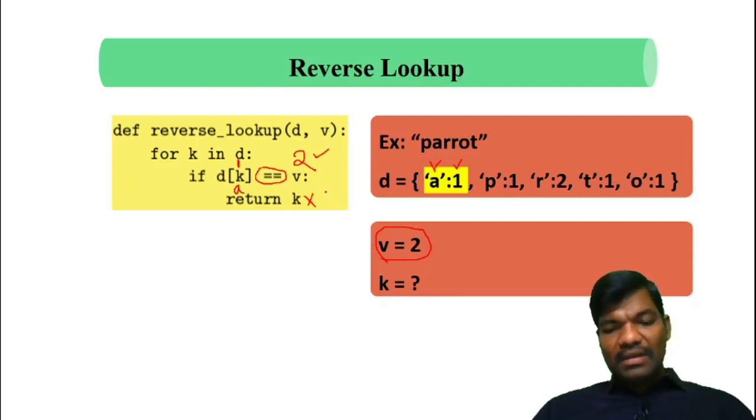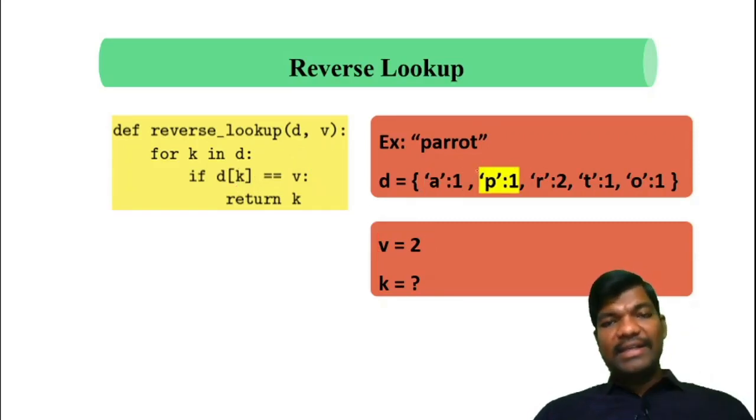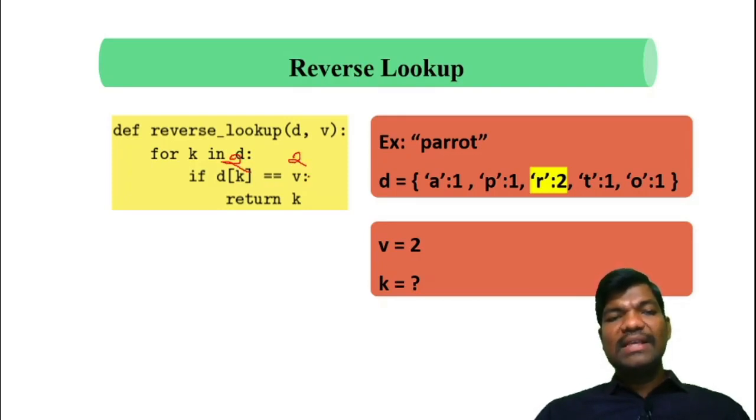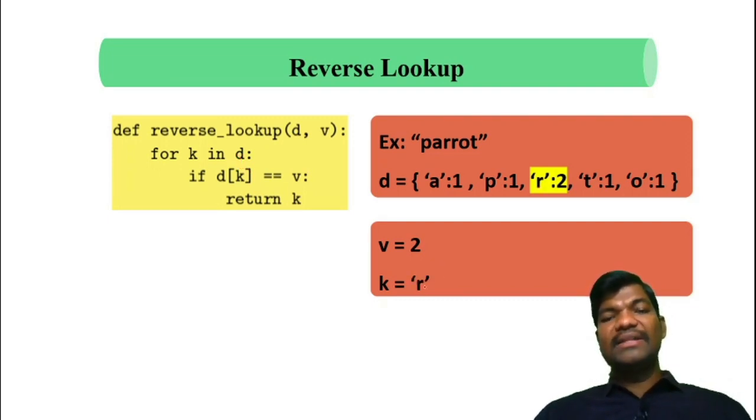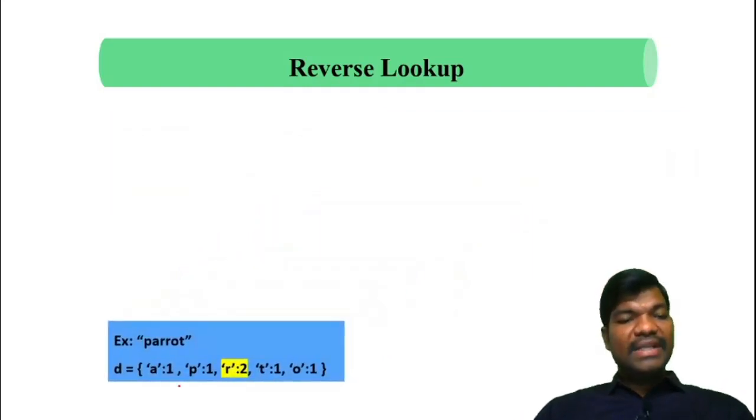Now check another item. What is the key here? P. What is the value? 1. So this condition is false. Check another one. R. What is the value? 2. Yes, the value is 2. What is D of R? D of R is 2. 2 is equal to 2. Return K. What is K here? R. R is returned. K value is R. So that is the point.